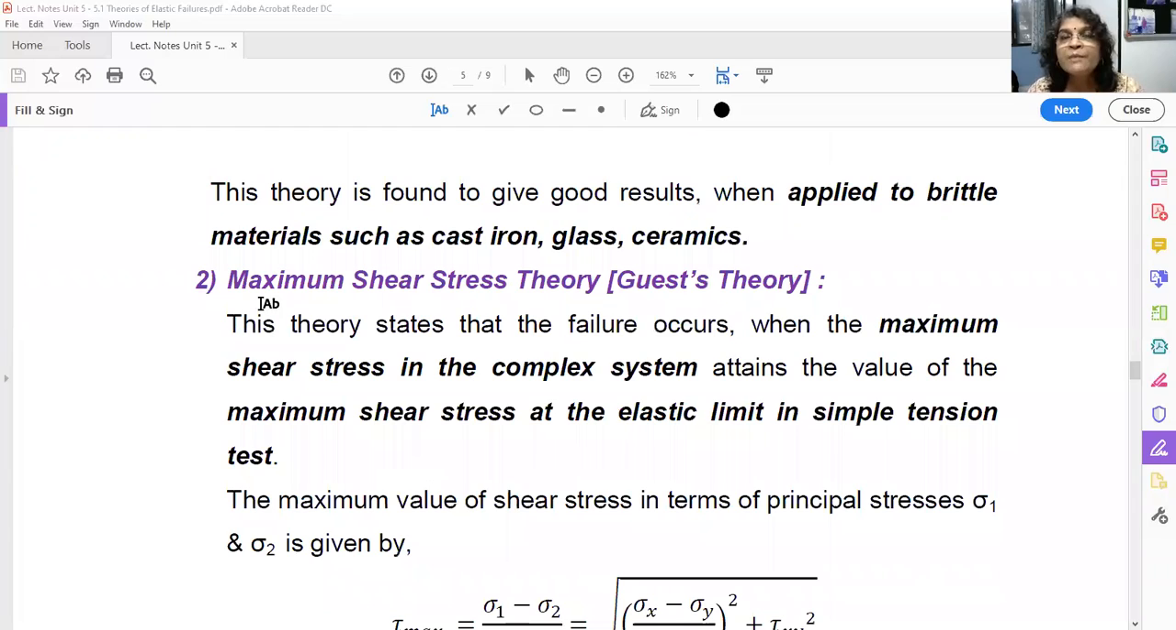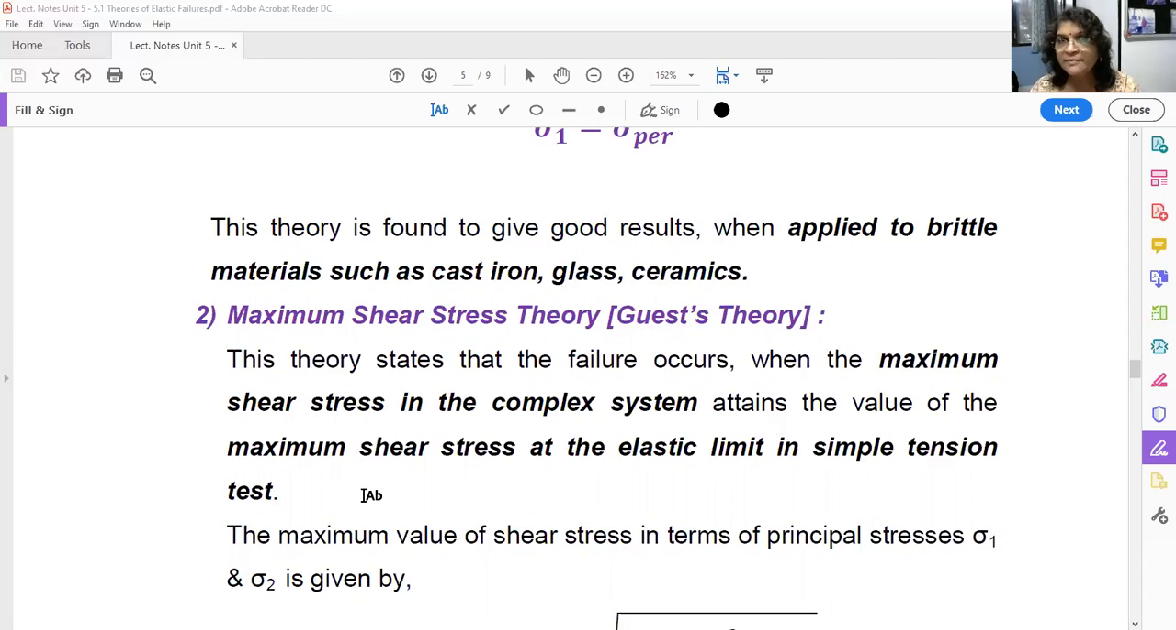What is the name? Maximum shear stress theory, that is Guest's theory. Let us see the theory statement first. This theory states that the failure occurs when the maximum shear stress in the complex system attains or reaches the value of the maximum shear stress at the elastic limit in simple tension test.